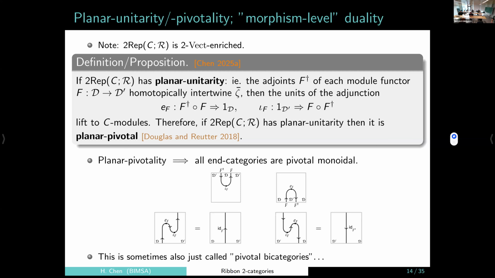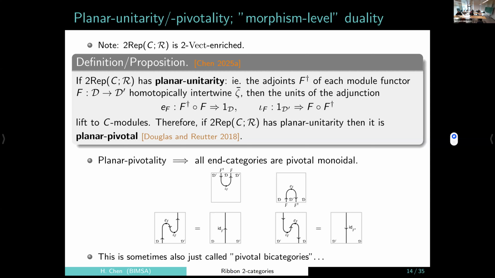Which is to say, let's say I start with 2Vect. I start with 2Vect. All of this is true. Of course I have these, and one of them is an adjoint unit of these adjunctions. But now I throw this C-module structure into my two-category. What conditions do I need to impose on H such that I'm able to lift the units and also the adjunction to C-modules?